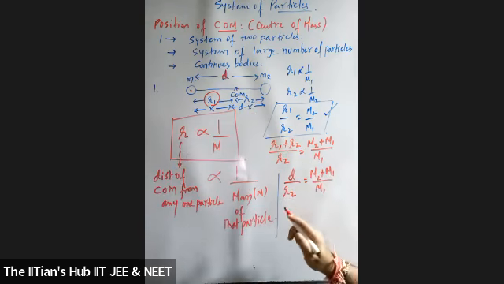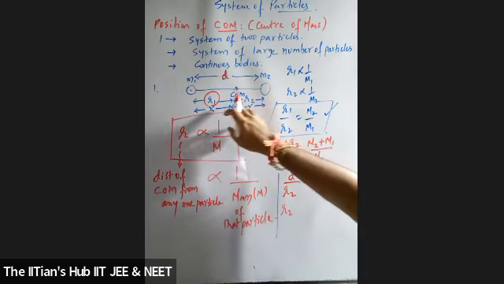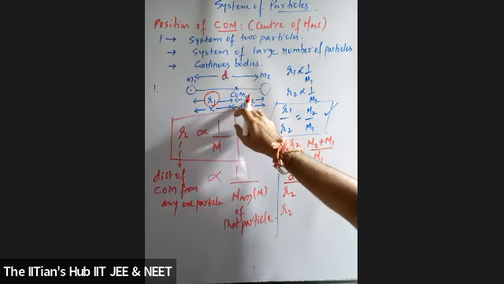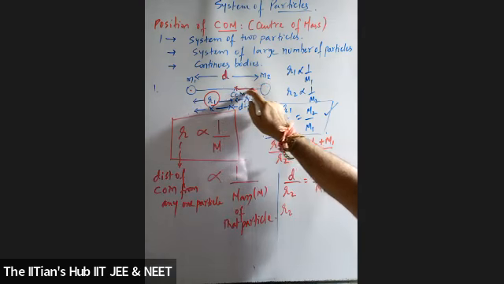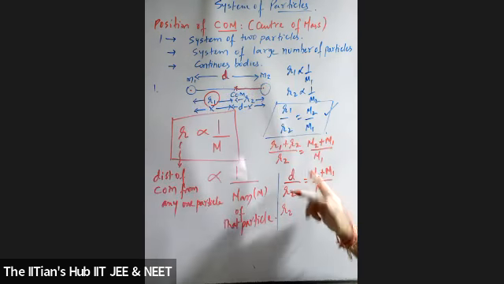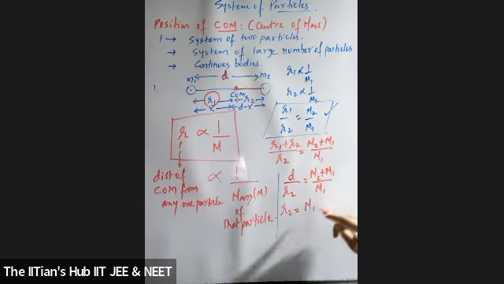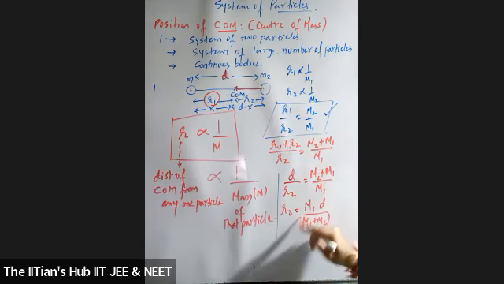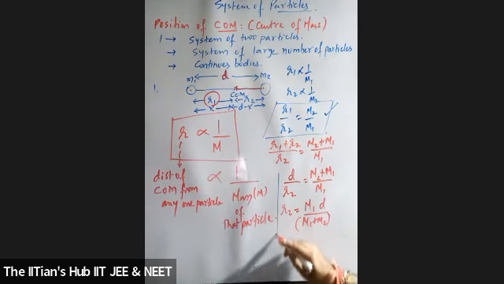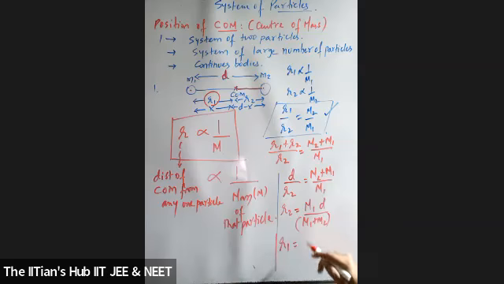Friends, can I find the position of the center of mass from the second body, R2? Yes, make R2 the subject. What's my answer? M1 into D upon M1 plus M2. Similarly, अगर मुझे R1 चाहिए तो what will my formula be? It will be M2 into D upon M1 plus M2. क्या ये दोनों formulas clear हुआ?